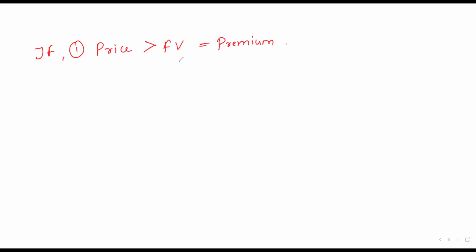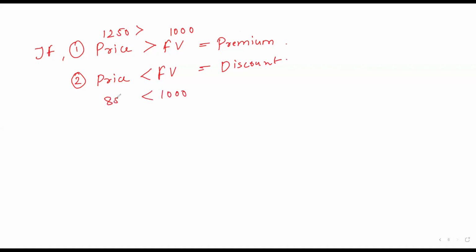Price is greater than face value. If the price of the bond is greater than face value, it is being traded at a premium. If price is less than face value, it is being traded at a discount. Example, face value is 1000 and the bond is trading at 1250. Bond is trading at a premium. If face value is 1000, and the bond is trading at 850, the bond is trading at a discount.